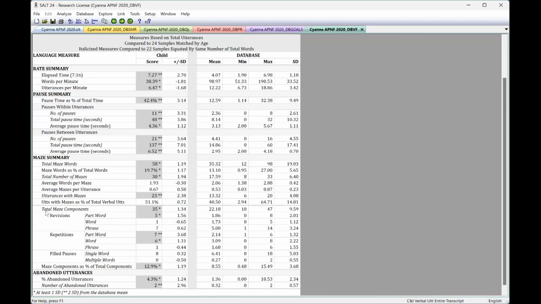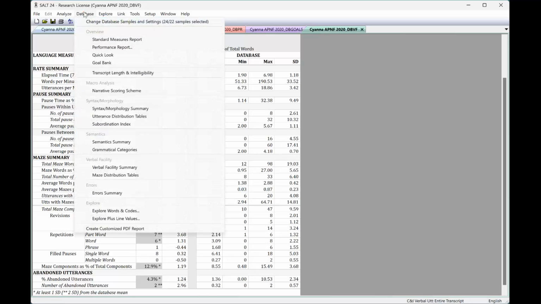So if I go down to total maze components, there's 35. It looks like she's kind of, revisions part word and repetitions part word. She's about the same for revisions and repetitions. And then a few filled pauses. So she's not using so many ums and uhs, the filled pauses, but more those part word revisions or repetitions. And then total maze components as percent of total components is 12%. So that might be some more information too that would guide your therapy.